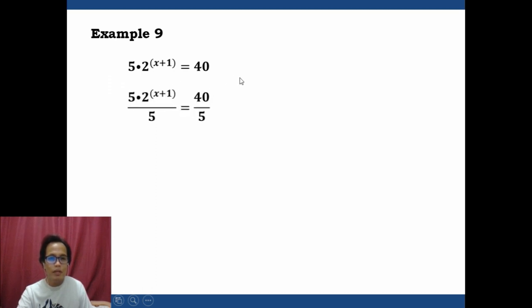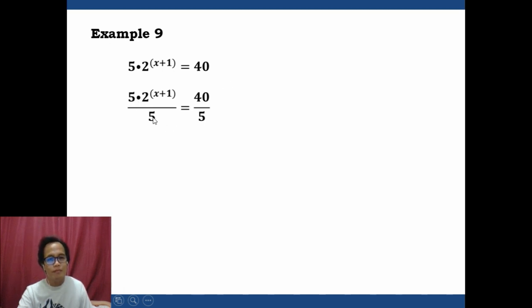Next example. This one: 5 times, that is multiplication, 5 times 2 raised to x plus 1 equals 40. Since it is multiplication, we can divide by 5 to cancel the 5 here. What we need is for the bases to be the same. There is no way to express 5 to the base 2, so to remove it we divide by 5 here. Of course, if we divide by 5 here, we also divide by 5 there. So, that is the division property of equality.